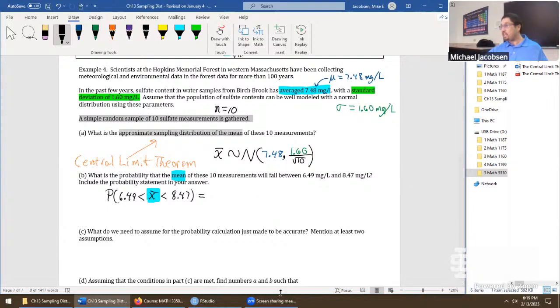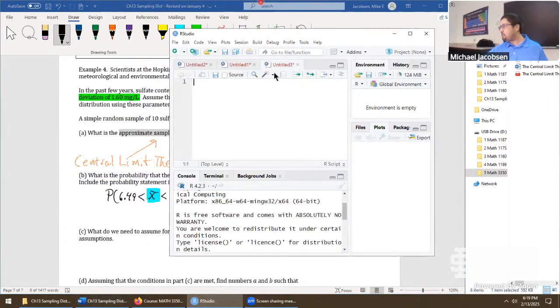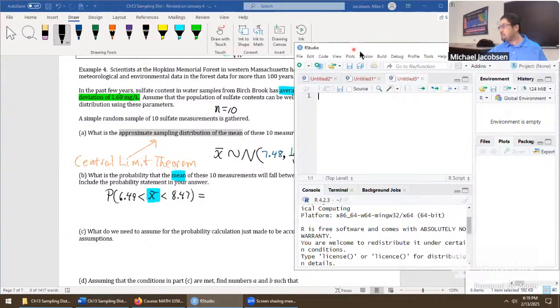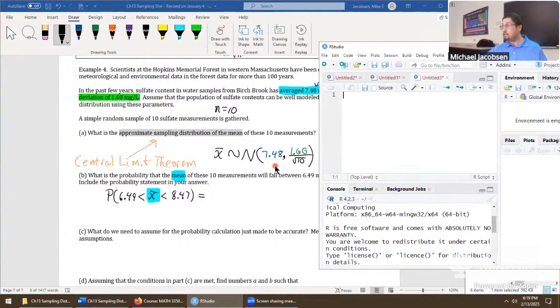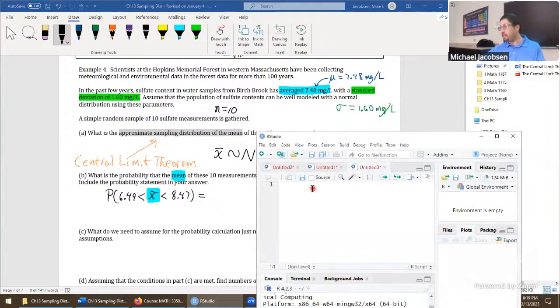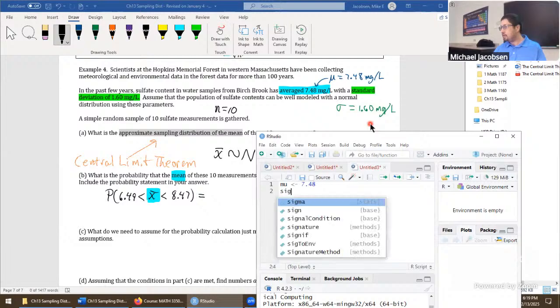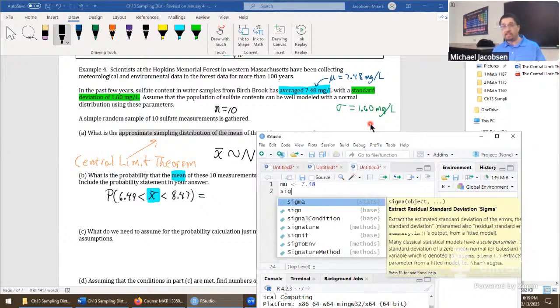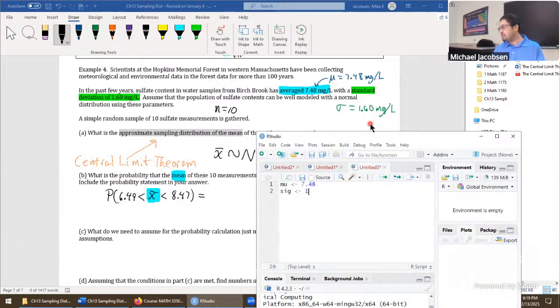Well, let's do the computation. It's similar to the ones we've done before. First thing we want to do is take a look at the model, input the values. Usually I'm looking right around here when I'm starting off. Let's go. Mu gets 7.48. Sigma gets, I usually abbreviate to sig because sigma is a function, and usually it's not a good idea to make that a variable. So sig is 1.60.